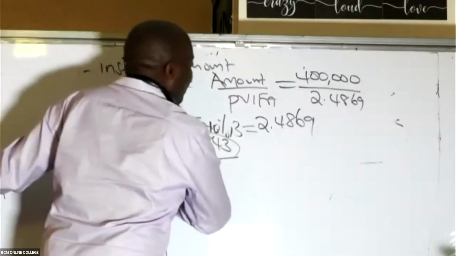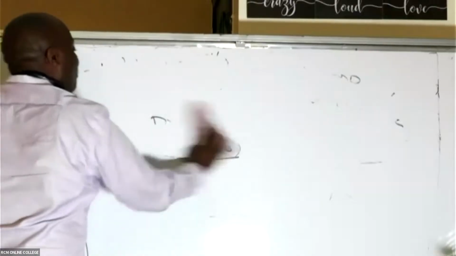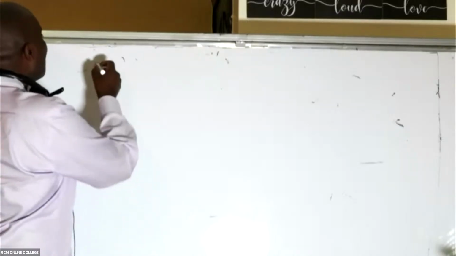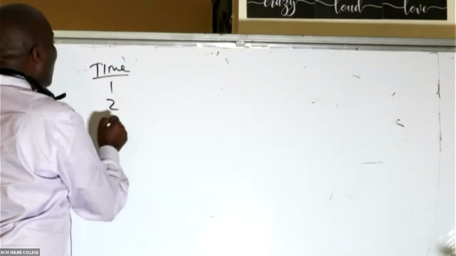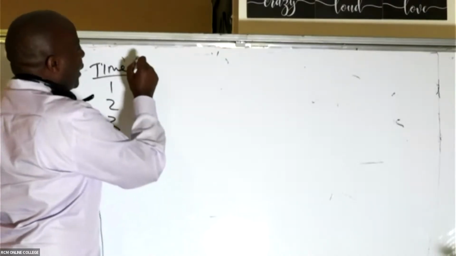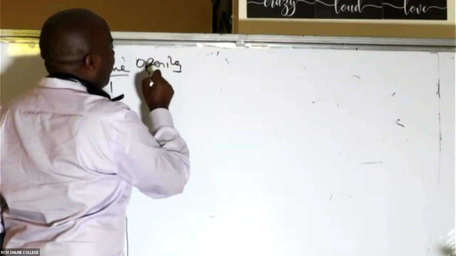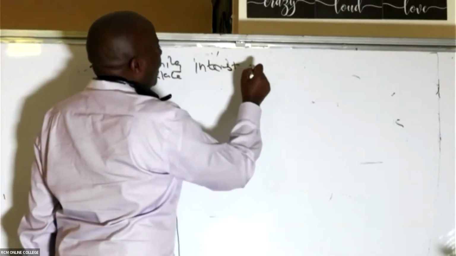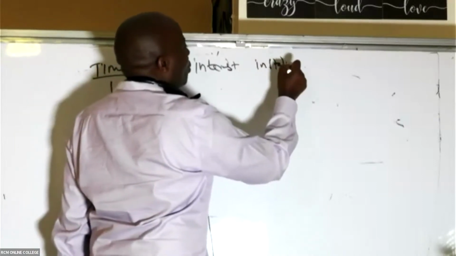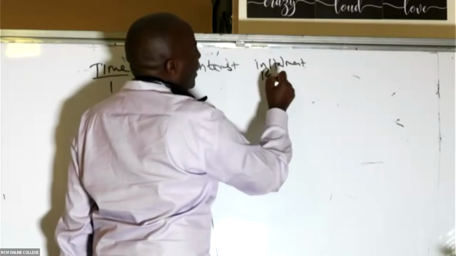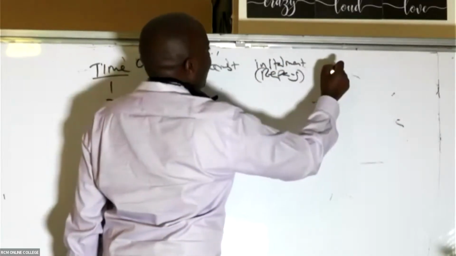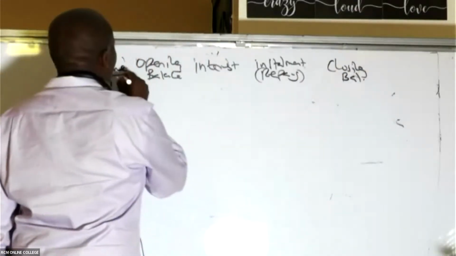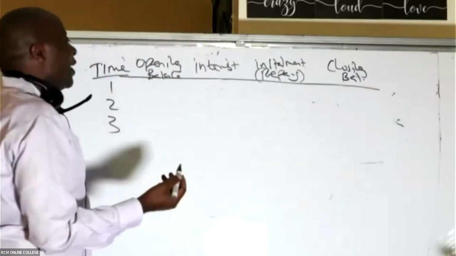So then what I'll do, so long as I have my headings right, then I will be halfway correct. Headings are everything here. So then we have the time here: 1, 2, 3 years. We have the opening balance, which will lead to interest. Then we have the installment, which is our repayment. Then we have the closing balance. Armed with this, I'll get everything.